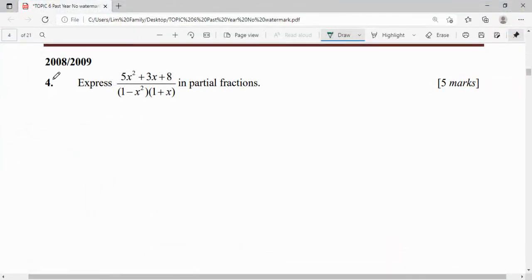For this question 4, we are going to express this fraction into a partial fraction. So first step, we have to identify whether our fraction is proper or improper. You can see the numerator is a quadratic polynomial. For the denominator, after we expand this x squared, you will get x cubed, so this is a cubic polynomial. When the denominator power is greater than the numerator, this fraction is a proper fraction.